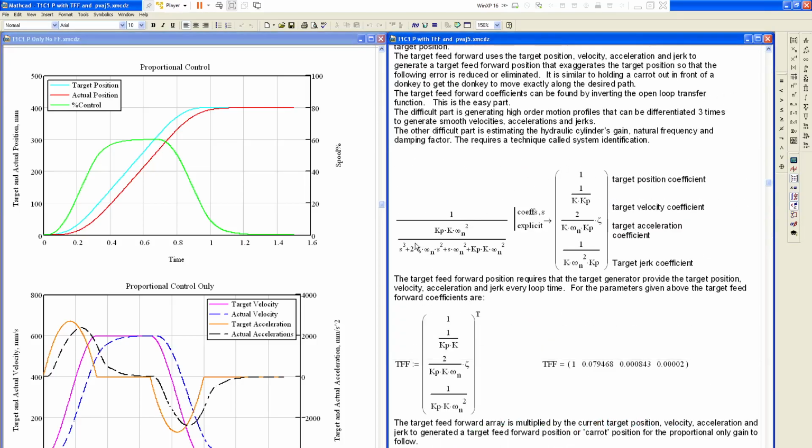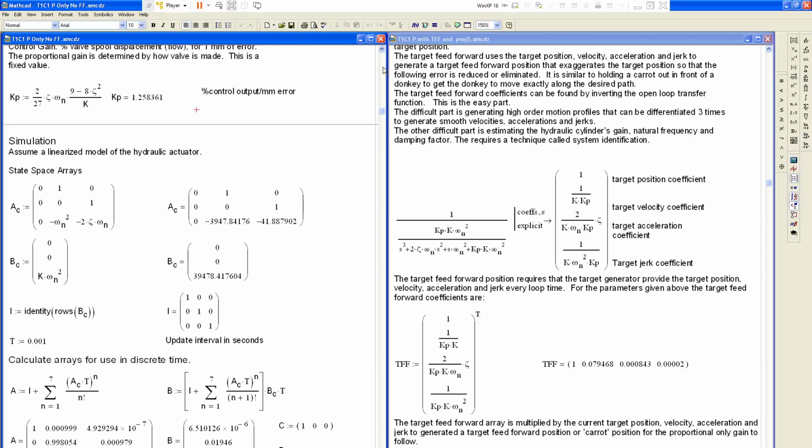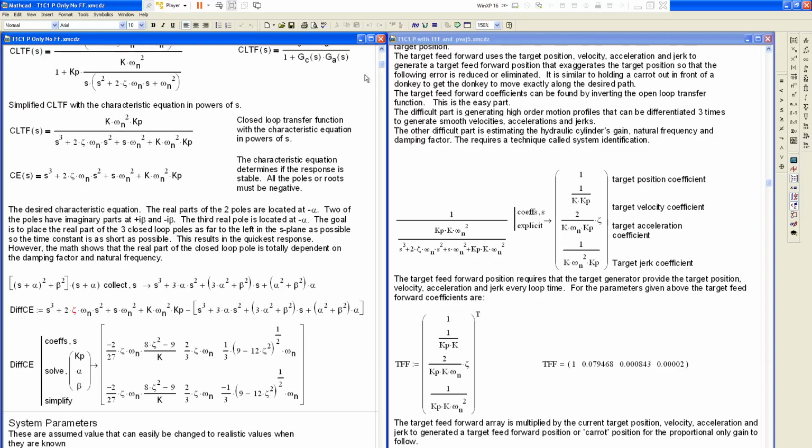So this is the closed loop transfer function from above. Let me just go back up here. That's this part right here. And what I want to do is take the inverse of that and find the coefficients. So I get a 1, and this is my target position coefficient. And then I get a target velocity coefficient, an acceleration coefficient, and a jerk coefficient.